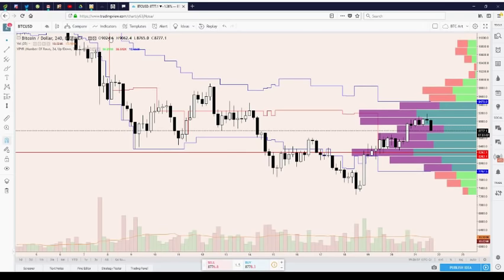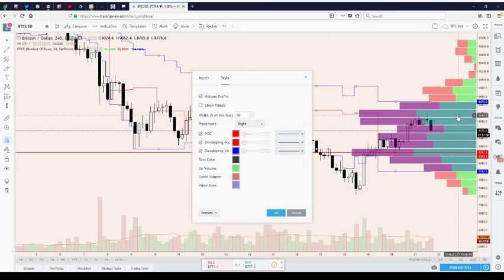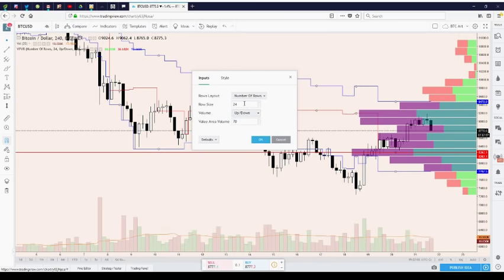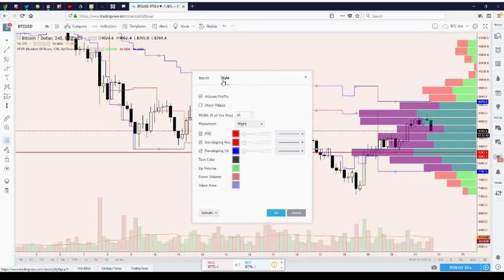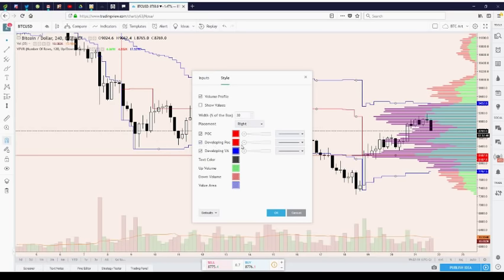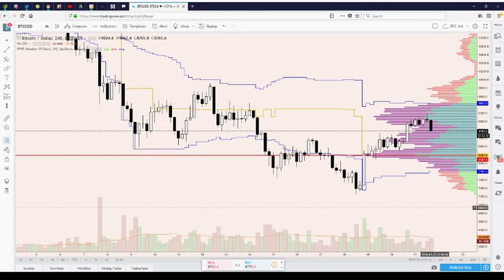Right, now for me, the only thing that I change on the input is this. I make that 120, okay, just so that I've got a little bit more precision. The value area is still 70% of the volume, so it really takes 70% of the volume for it to turn this color. And then the developing POC, I just make a little bit thicker, and I change the color, and the POC I make a little bit thicker, just so you can see it.